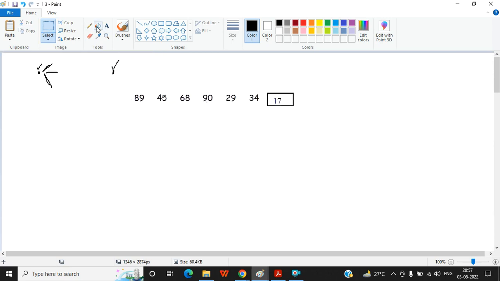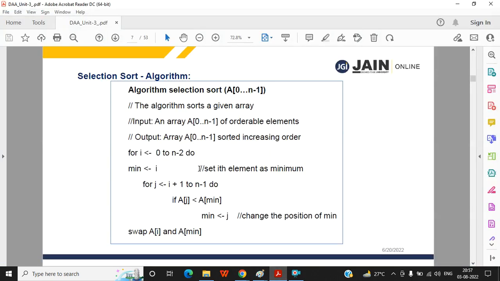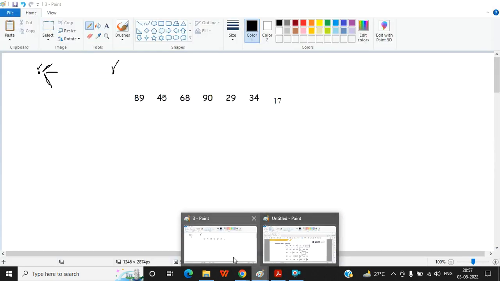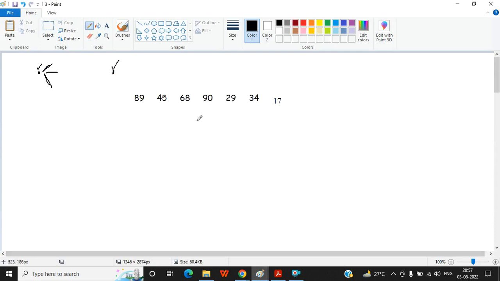I am just showing it here in that way. See, if this is our array or list, we have to sort it in a selection sort manner, ascending. Then what will you do? I'm not going with the algorithm that is given here. I'm just telling you the simplest approach of sorting a list of elements. You have to compare it with this one.